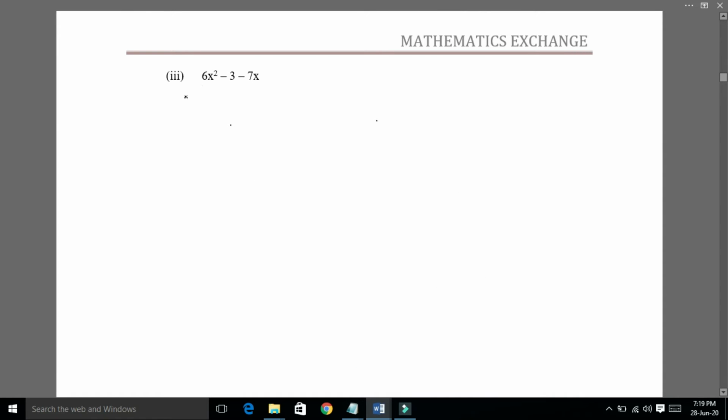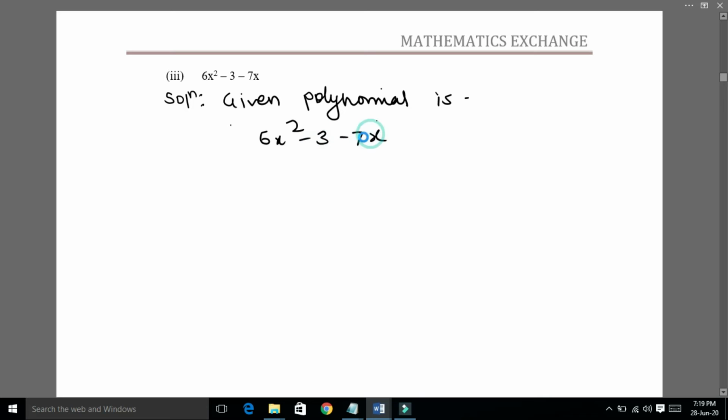Now we solve the third problem. The given polynomial is 6x square minus 7x minus 3. If we observe this polynomial, it is not in the general form. So first we arrange the terms, 6x square minus 7x minus 3, and after that we factorize the given polynomial.